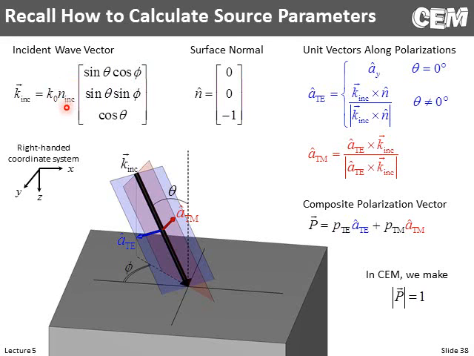And also remember from a previous discussion, we have two unit vectors describing our two different polarizations, TE and TM, and we calculate them with this recipe. Once we have these two unit vectors, our overall composite polarization vector is the amplitude of our TE wave times the unit vector of the TE wave, plus the amplitude of the TM wave times the unit vector of the TM mode. What we want is to choose this in the end so that its magnitude is 1. That'll be very useful to us. Not absolutely necessary, but it's going to make our transmission and reflection calculations much easier.